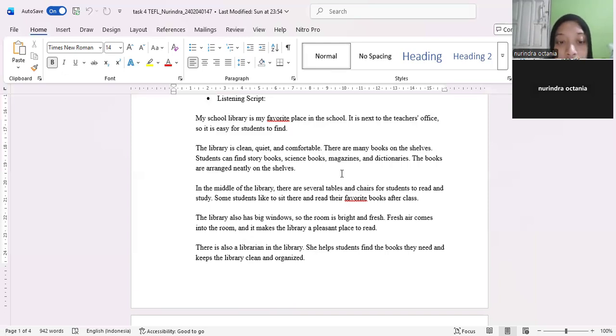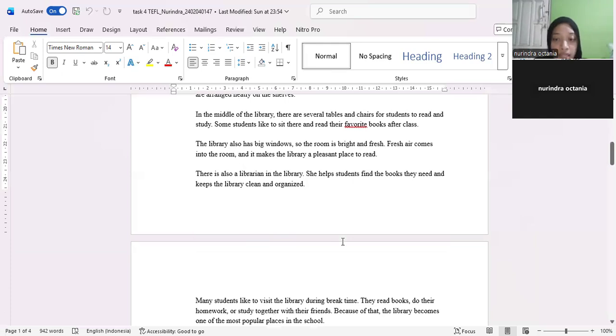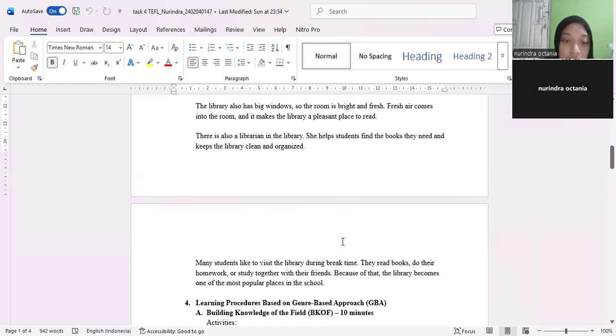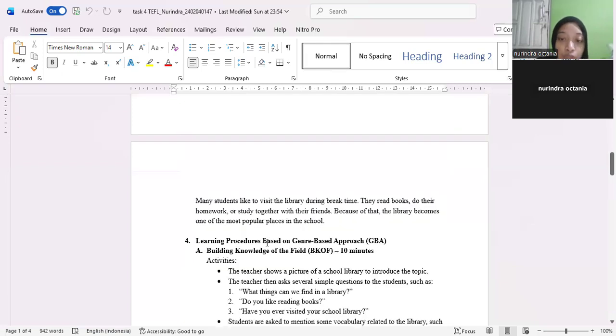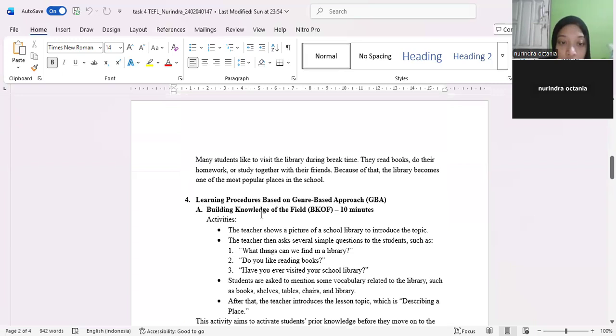The library also has big windows, so the room is bright and fresh. Fresh air comes into the room, and it makes the library a pleasant place to read. There is also a librarian in the library. She helps students find the books they need and keeps the library clean and organized. Many students like to visit the library during break time. They read books, do their homework, or study together with friends. Because of that, the library becomes one of the most popular places in the school.